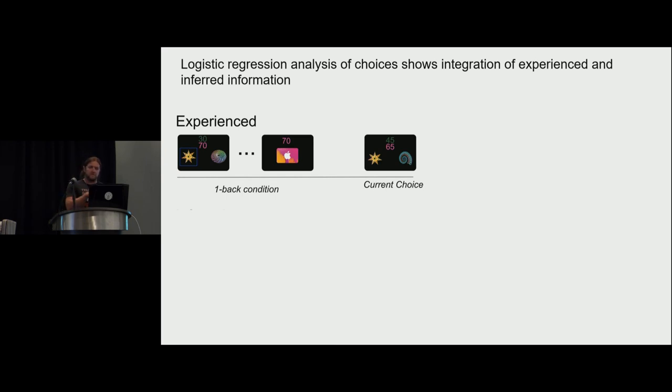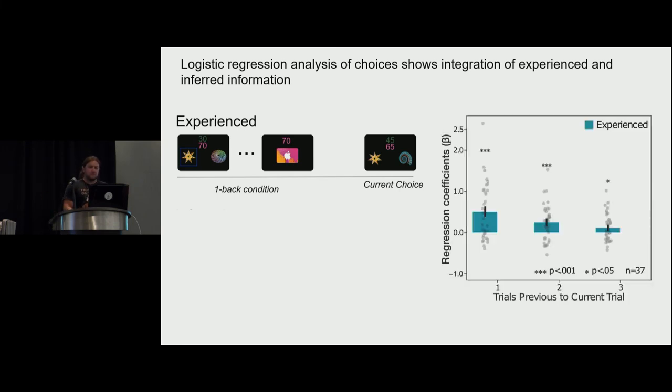And indeed, as you go further back in time, so if this happened two or three trials ago, that should have less of an influence on the current choice. And this is exactly what we see. So we see that one trial ago, we have a pretty strong influence on the current choice, and as you go back in time, that influence starts to wane.